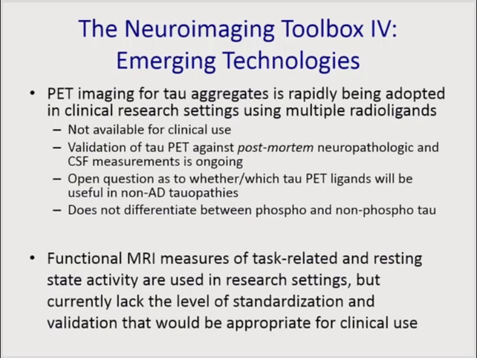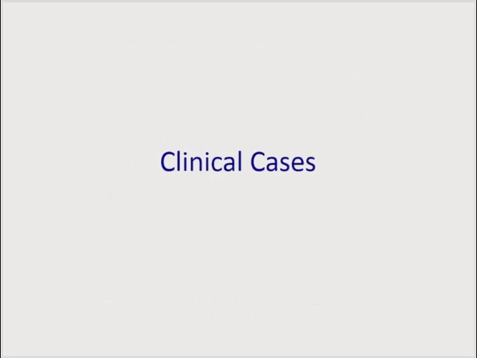It's very exciting, but there's still a lot of work to be done, and there's still an open question as to whether and which tau PET ligands will be useful in non-AD tauopathies. This doesn't differentiate, as CSF does, between phospho and non-phospho tau, so that's a consideration as well. Functional MRI is near and dear to my heart, but unfortunately, although it's commonly used in research settings as an AD biomarker, it lacks the standardization and validation that would be needed for clinical use. So I'm not going to talk more about it today.